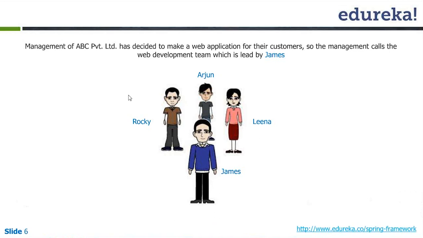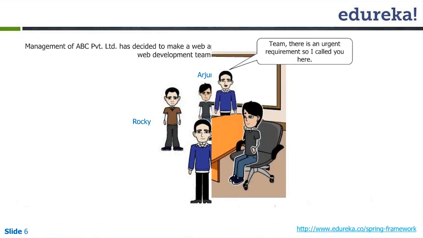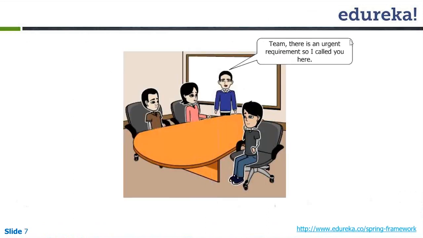Management of ABC Private Limited has decided to make a web application for their customers. So, the management calls the web development team, which is led by James. You can see James here. Okay. So, the team of 4: James, Rocky, Arjun and Lena.